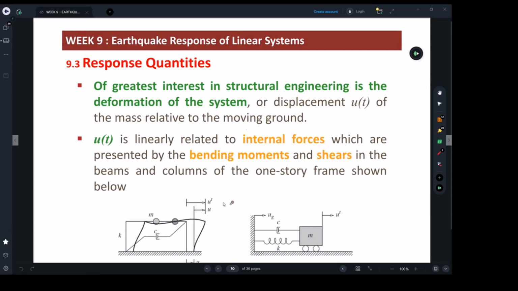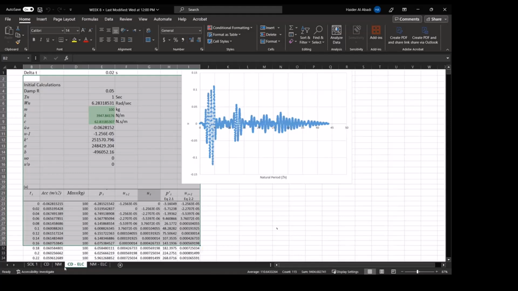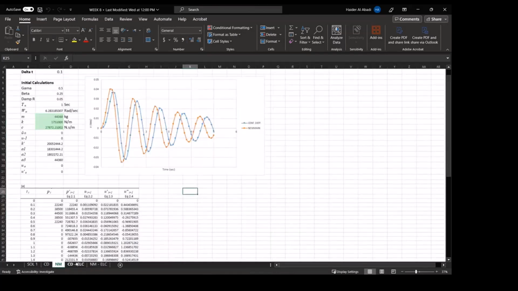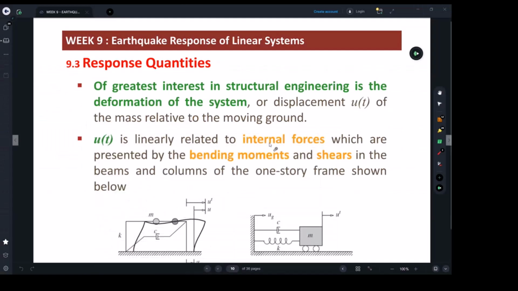Now, you all have been developing such tools, whether for the Newmark method or for the center difference method, and the tool you've developed is now able to tell us how the mass of a structure can respond to a pulse, given that we define the natural frequency of that single degree of freedom system. So that's where we are now.